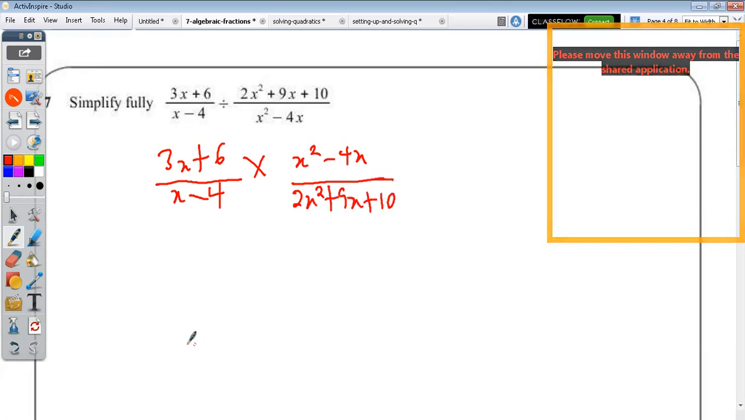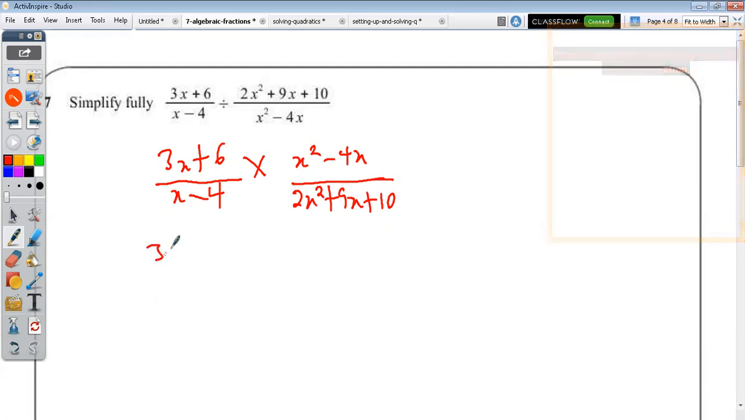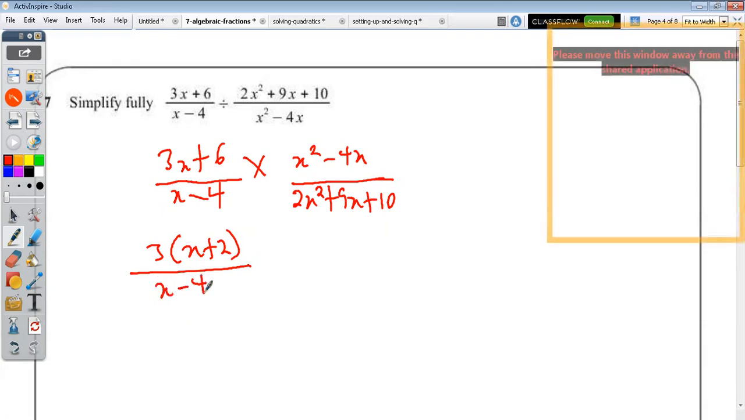Now, look at this here. Let's factorize this here. 3 brackets x plus 2. The bottom, I'll leave it x minus 4. Follow me? Multiply by, factor out what here? x brackets x minus 4.